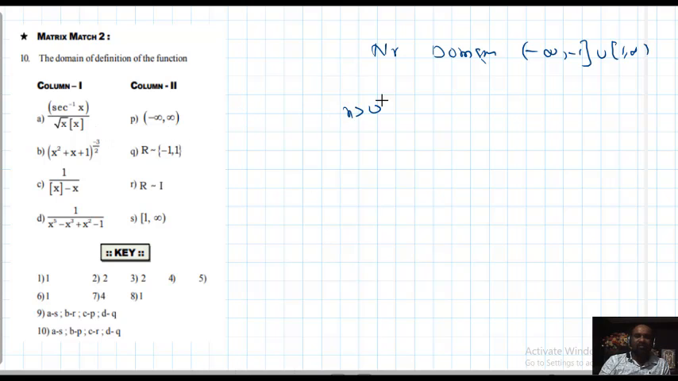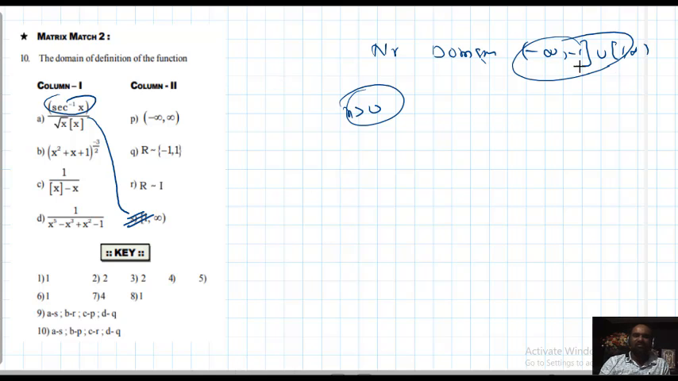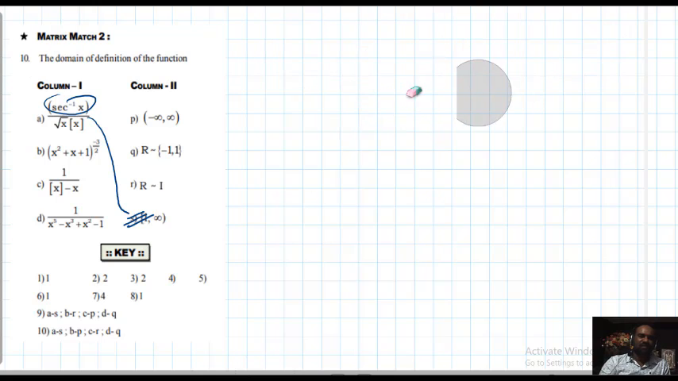What is the meaning? The intersection of these two gives the domain of the total function. Greater than 0, and 1 to infinity. Totally, 1 to infinity is common. I can match this with S. Understood? First, the domain of this function is this. To define the denominator, your x should be greater than 0. That's all. So x greater than 0, and this intersection is nothing but 1 to infinity. That's why S is correct for the first one.